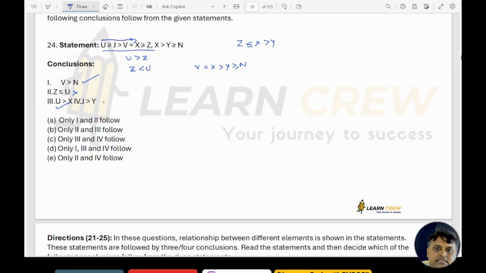So j greater than y, j greater than v, v is equal to x, x greater than y. So j greater than y is correct. So 1, 3 and 4 are correct, which means option D. Option D is correct.